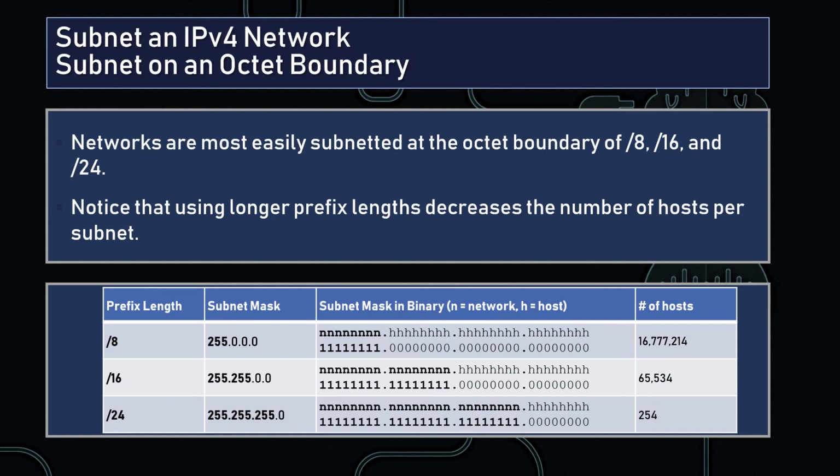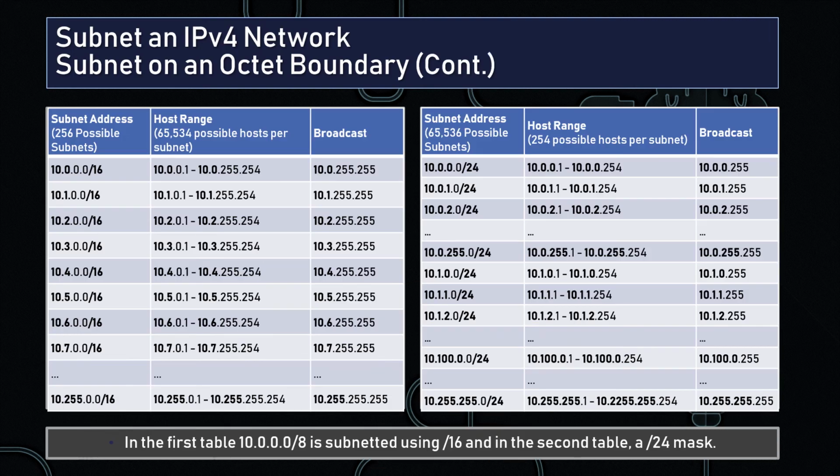Now that's pretty good for most businesses and small buildings. You usually don't need more than that. So here we see, for example, using a class A address with a /16 mask, 256 possible subnets altogether, and then we see that there are 65,000 hosts per subnet. And we've got our broadcast set up, and then we can see the comparison to a class C subnet mask instead using a /24. So B versus C.